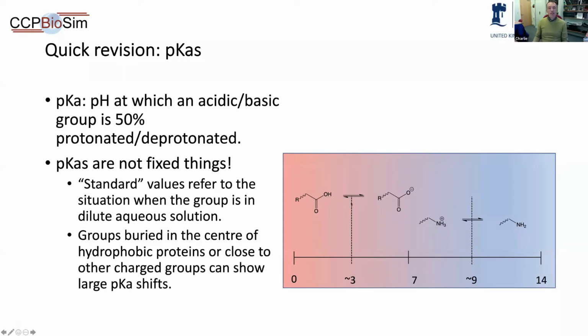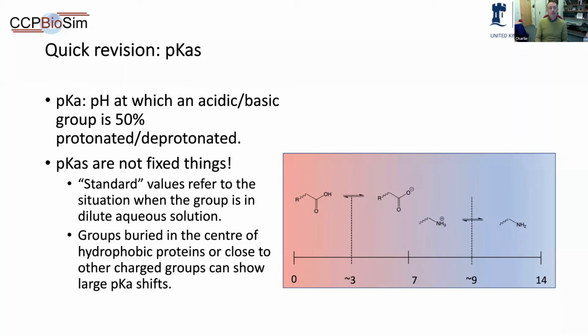The problem is that these pKa's, I said about 3, about 9, they're not fixed things. They relate to standard values which are appropriate if this group was existing in dilute aqueous solution. But it's not in dilute aqueous solution. It might be buried deep within the confines of a protein active site. It might be in a very hydrophobic environment. It might be close to many other charged groups, which means that the pKa of a side chain can shift. If it shifts, it might mean that the protonation state that's relevant at the experimental pH that you're doing your simulation at, which typically might be around pH 7, might not be the one that you expect.